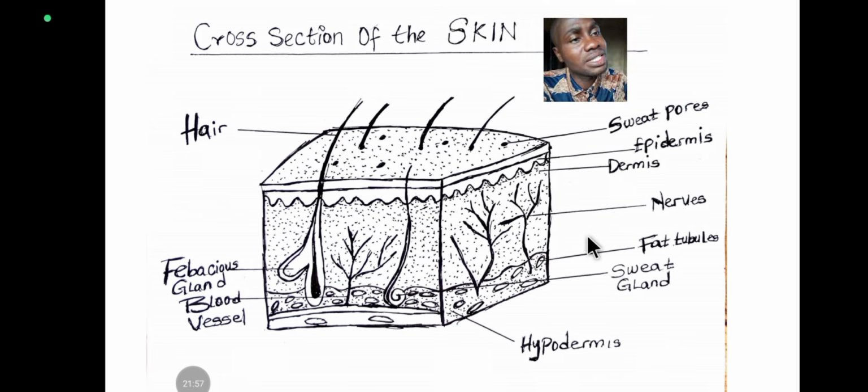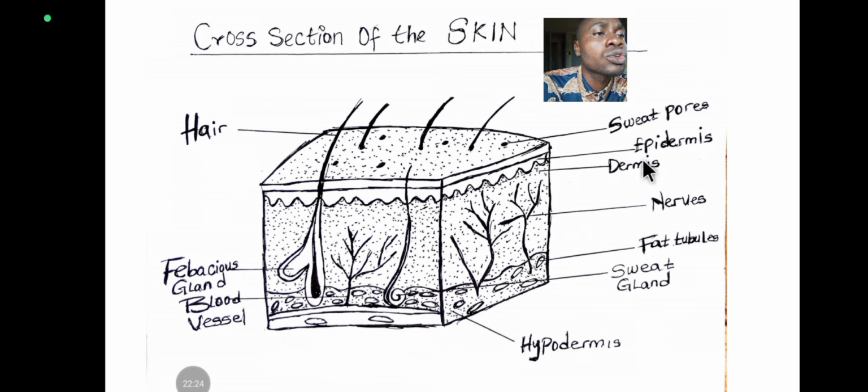And the dermis is divided into 2. You have the hypodermis, which contains the fat layer called subcutaneous. Look at the hypodermis. The hypodermis starts from here. This place that you have fat tubules, the hypodermis starts here down. But just know that the hypodermis is part of the dermis. The skin is mainly divided into 2. You have the upper epidermis and the lower dermis, or the outer epidermis and the inner dermis.